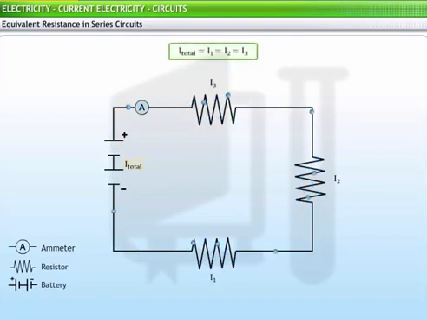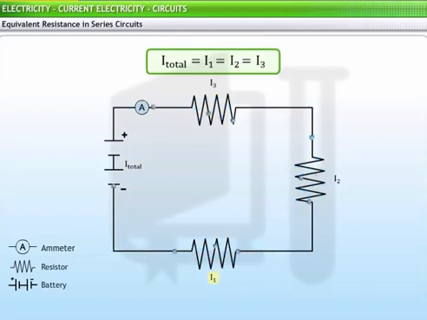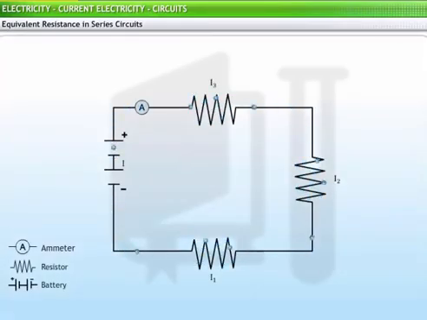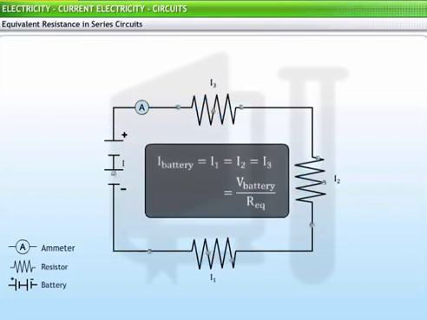Mathematically, you can write I total is equal to I1 is equal to I2 is equal to I3. You can calculate the current if the battery voltage and the resistance of individual resistors are known. Using the individual resistor values and the equation above, you can compute the equivalent resistance. Additionally, using Ohm's law, the current in the battery and thus through every resistor can be determined by finding the ratio of the battery voltage and the equivalent resistance. That is, I battery is equal to I1 is equal to I2 is equal to I3 is equal to V battery divided by R equivalent.